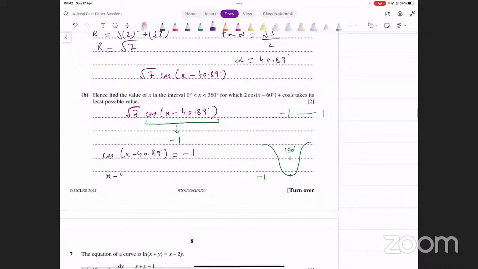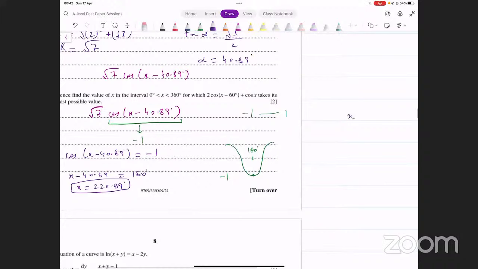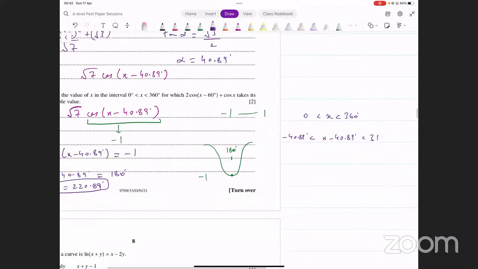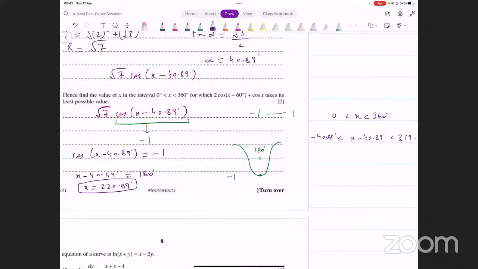So you basically get x minus 40.89 equals 180, and that's going to give you x equals 220.89. x की वैल्यू ये आ जाएगी. Now of course it would have been safer to first find the range, लेकिन उसका यहाँ पे फर्क पड़ना नहीं था. x क्योंकि 0 और 360 के दरमियान में है, x minus 40.89 जो है that would have been between -40.89 and 319.11. तो आपके पास वैल्यू यही आनी थी इंटरवल.